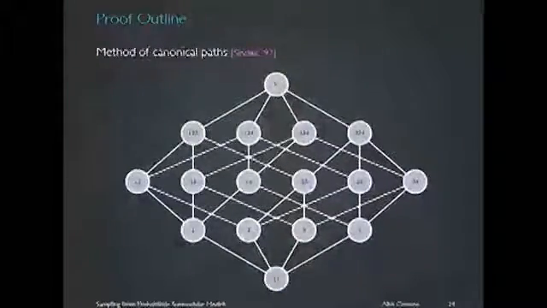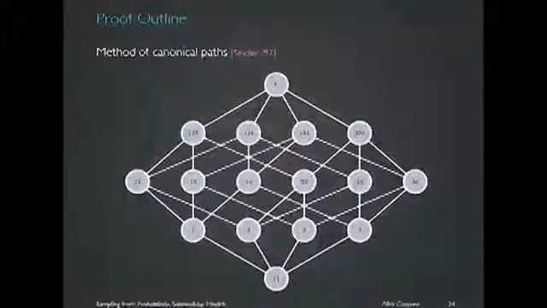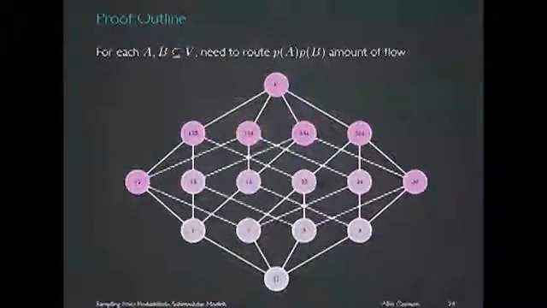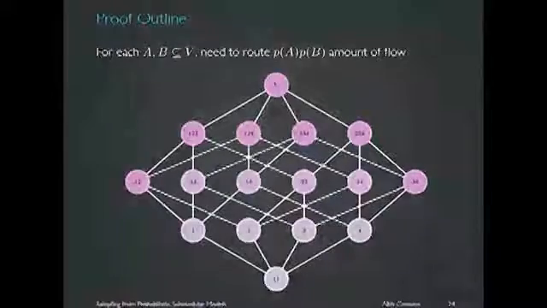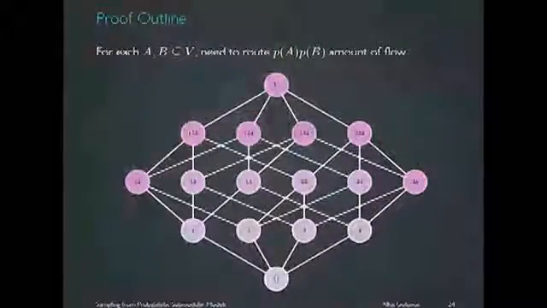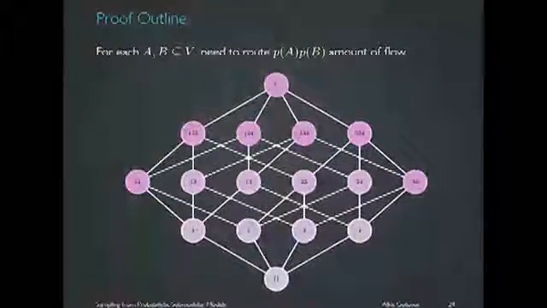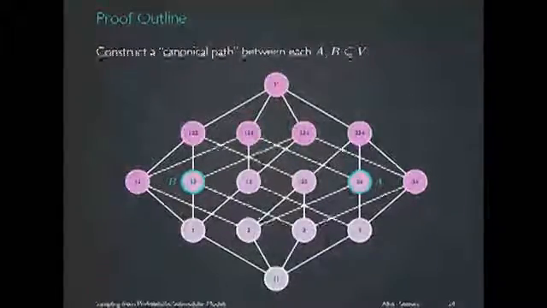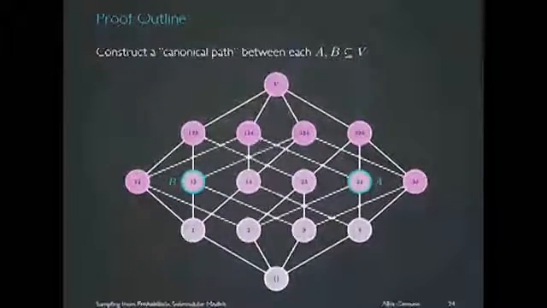So we use a method called method of canonical paths, and I'll use here a slightly larger state space of ground set size 4. So the idea is to set up a flow routing problem in this state space graph. So here with different colors, I show the probability of each state according to the PSM distribution. And what we want to do is for every pair of states, we want to route an amount of flow equal to PA times PB from each state A to each other state B. So the first step is to construct what is called a canonical path between each ordered pair of states. So we will use this path then to route flow from A to B.